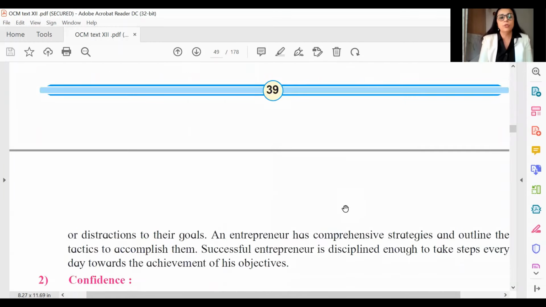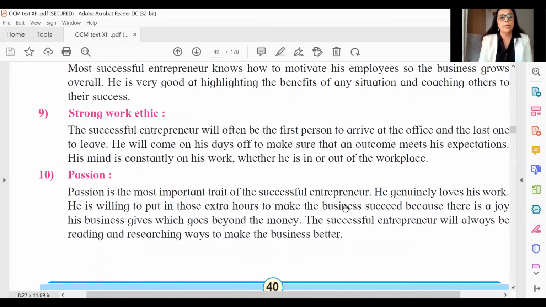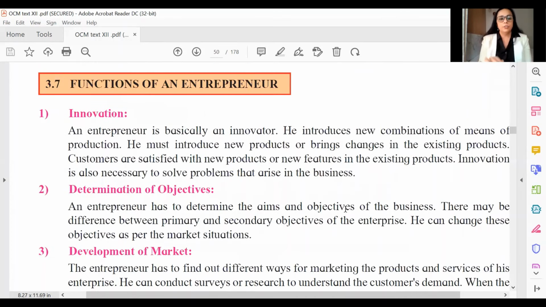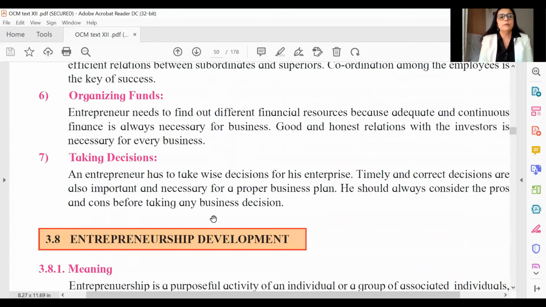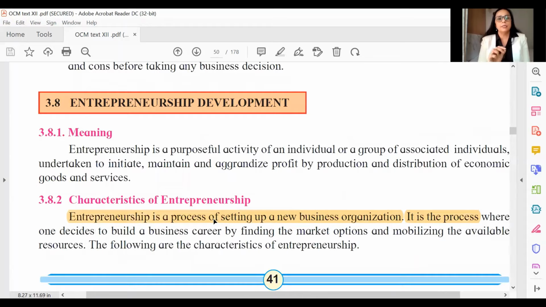So let us move to the next topic in your chapter, and that is the topic of functions of an entrepreneur. Once again, the second short note. The first short note you need to study from this is characteristics, and the second one is functions of entrepreneur. Considering that your question paper has some amount of choice, you may do only these 2, and yet you will be safe, as you may leave for choice if there is something apart from this.